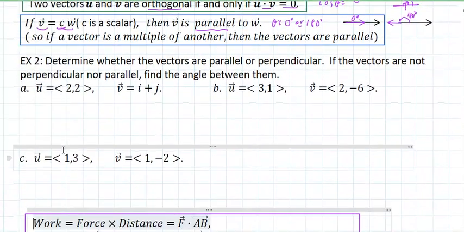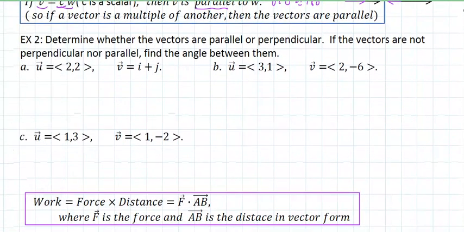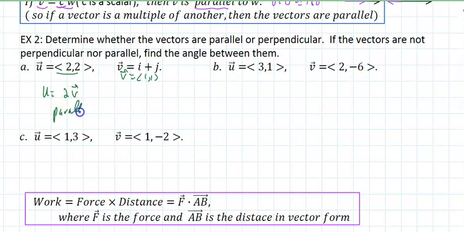So I'm starting with the same examples, but now I'm asking a different question. Determine whether the vectors are parallel or perpendicular. If the vectors are not parallel or perpendicular, find the angle between them. Do you notice if I take u, you know that v is 1, 1. If I take vector v and multiply it by 2, wouldn't that give me u? So automatically parallel. If you didn't see that, then you're going to have to use the formula. That formula is provided on your test. You don't need to memorize it.